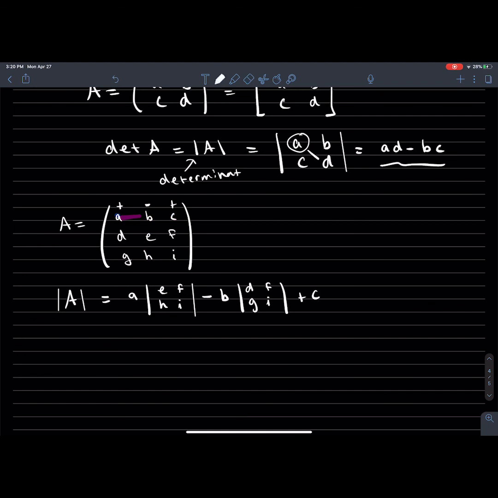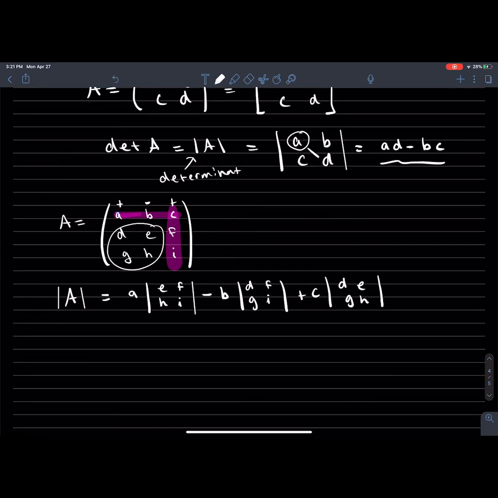And then I'm going to my third, plus C. Again, it's plus. It's alternating plus, minus, plus. So it's plus C times the 2 by 2. The 2 by 2 is, I highlight the row and the column that C is in. So my 2 by 2 is going to be D, E, G, H, just the ones that are left. That is how you compute the determinant of a 3 by 3.